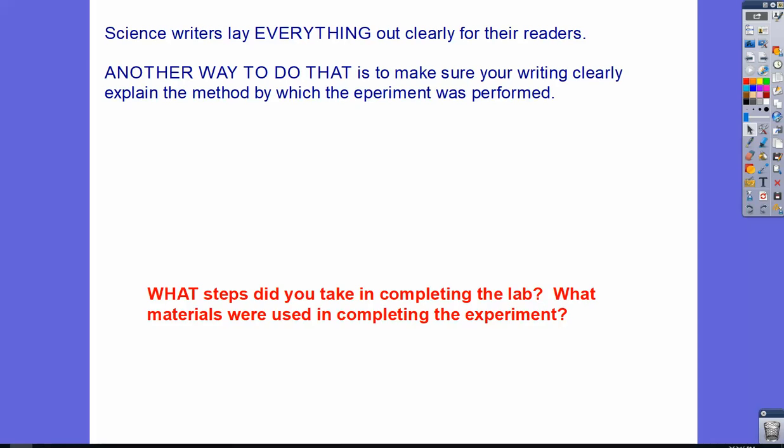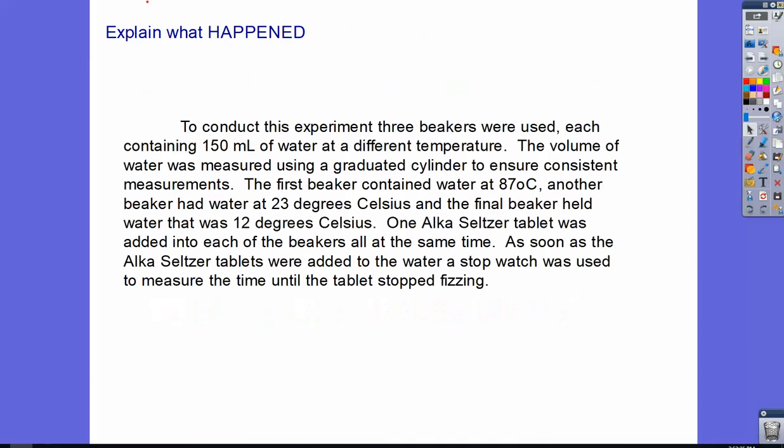This addresses what steps did you take in completing the lab, what materials did you use in going through that experiment. So if we look at just this section of that sample lab report from the Plot Plot Fizz Fizz lab, we say, to conduct this experiment, 3 beakers were used. So I'm starting to list my materials here. Each contained 150 milliliters of water at different temperatures. The volume of the water was measured using a graduated cylinder to ensure consistent measurements.